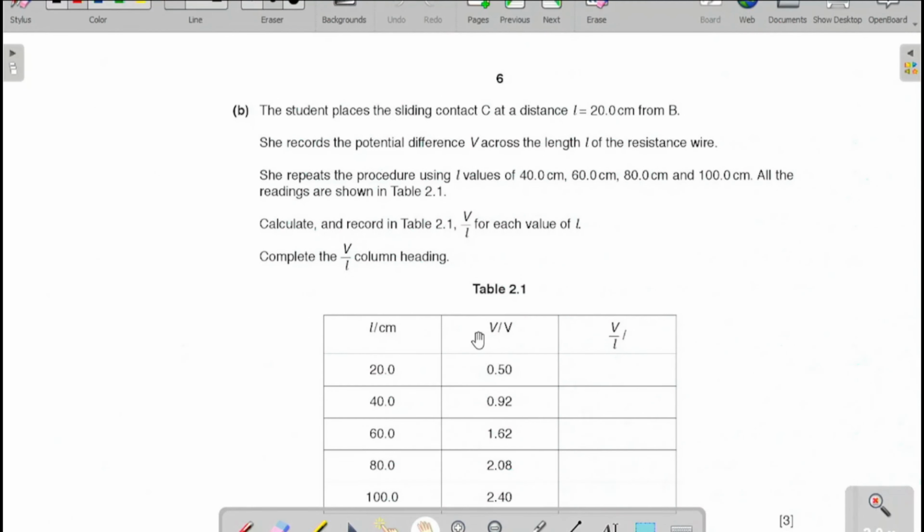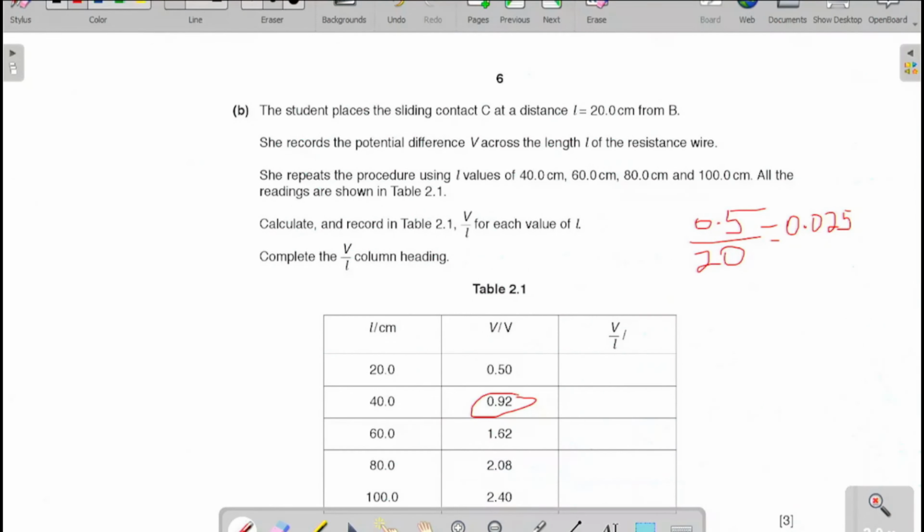Calculate and record in table 2.1 V over L for each of the values. Complete the V over L column. The first one, V is 0.5, so you have 0.5 divided by 20, which will give you 0.025. I'm just going to write the answers, and you just do the same for all.